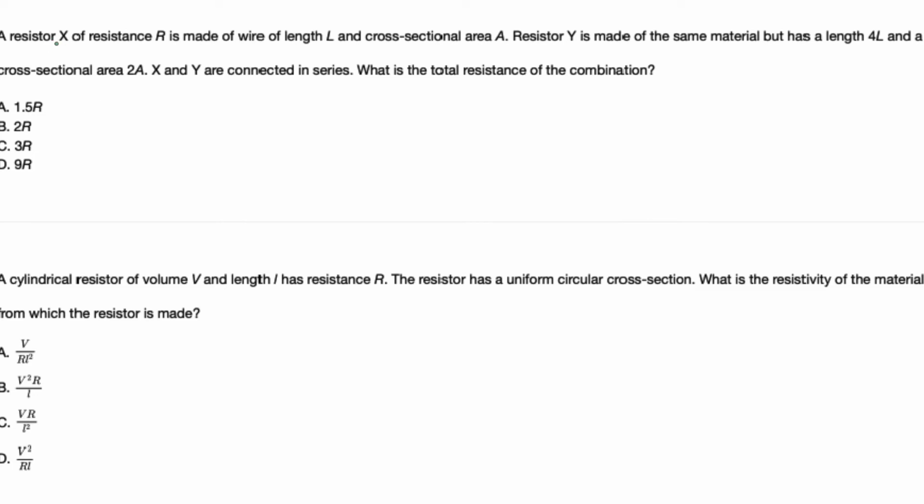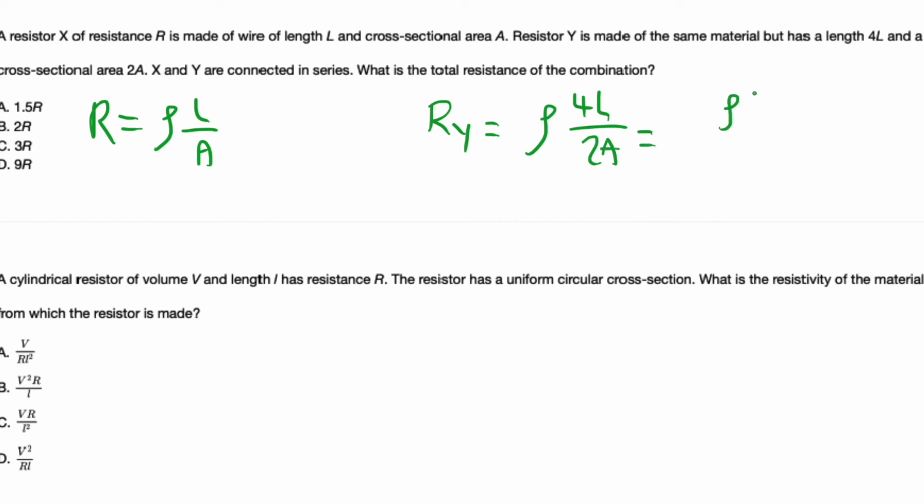So resistor X has a resistance R, which is equal to resistivity times length over area. And for resistor Y is going to be equal to resistivity times 4L over 2A. So this is going to be equal to rho L over A by having a 2 in front, and it's going to be equal to 2R. Because they are connected in series, then their sum will be equal to R plus 2R. So C is the answer.